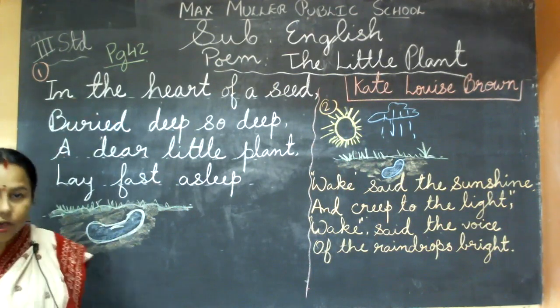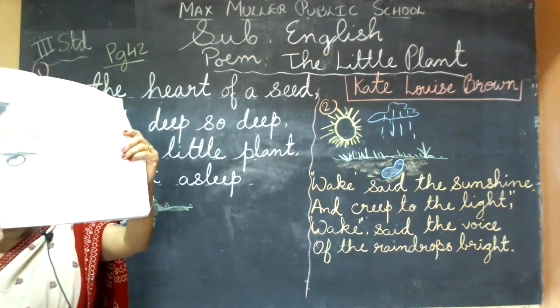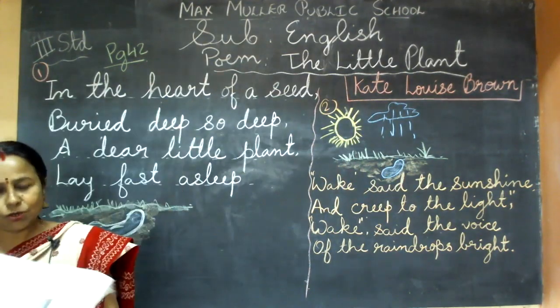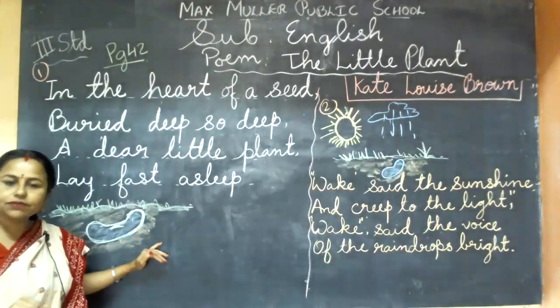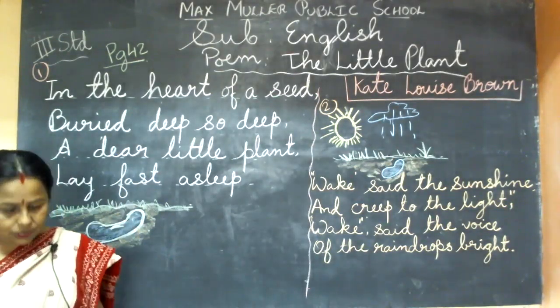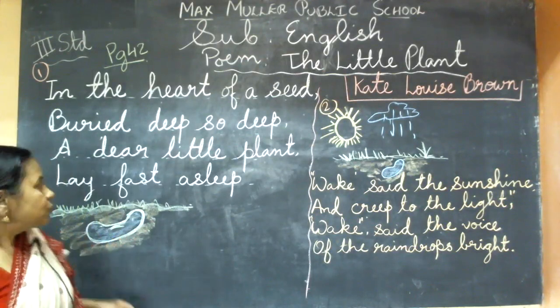First para. It is in your book also. You can see from your book also, page number 42. It's a beautiful poem. It's a big poem. Only three paragraphs we have in our syllabus. Okay, that only I'll explain now. So let me read first.